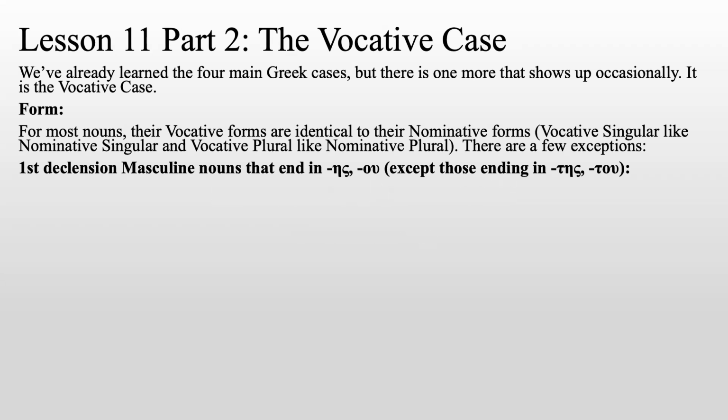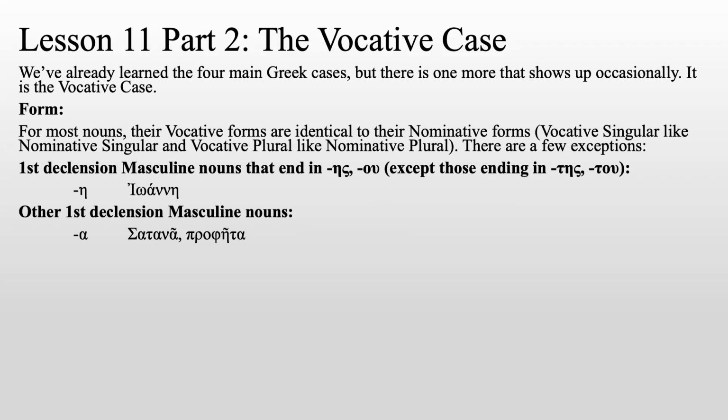First declension masculine nouns that end in -ēs, but not those ending in -tēs, have an alpha ending in the vocative case, such as Iōanē. Other first declension masculine nouns, so this does include those that are -tēs, take an alpha, such as Satana and prophēta.